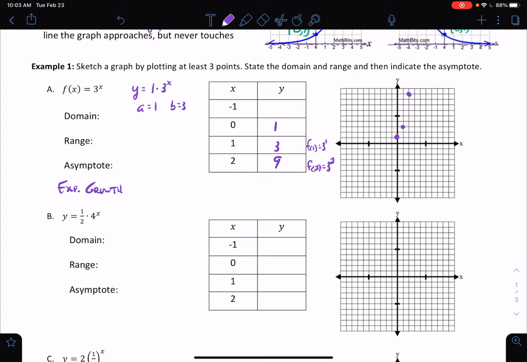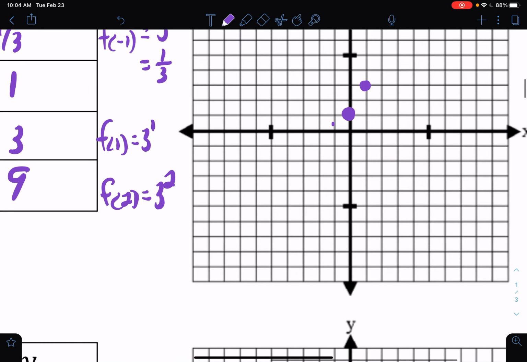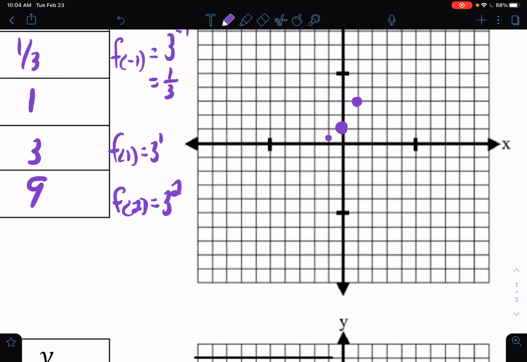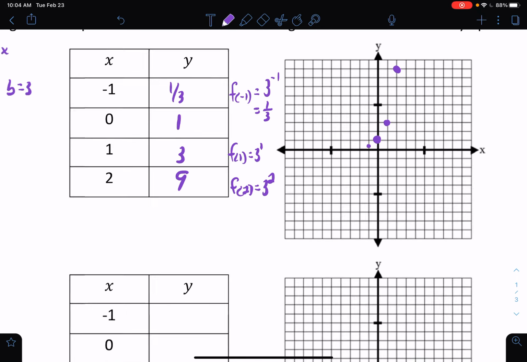Let's do f of negative 1 as well so we can get one on the other side. That's going to be 3 to the negative first. Now remember, 3 to the negative first is 1 over 3. To make the negative exponent positive, you throw it to the bottom. So if I plug in negative 1, I'm going to get out 1/3. I'm going to zoom in so I can get this a little better. So it's roughly going to be there.